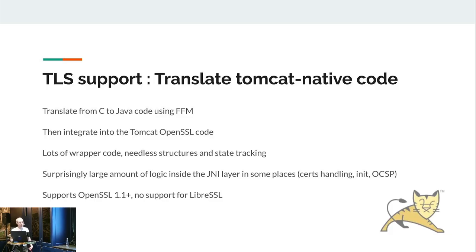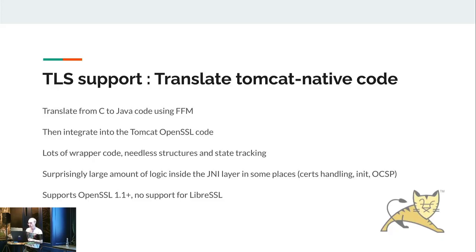So for TLS support, we translated the Tomcat native code that we had. So we simply translated the C code. It went fine overall. We integrated it with the Tomcat OpenSSL code. And again, there were no major surprises here. So, yeah, we could remove a lot of wrapper code and structures and state tracking code from the JNI code. So actually, the converted code is much, much simpler.